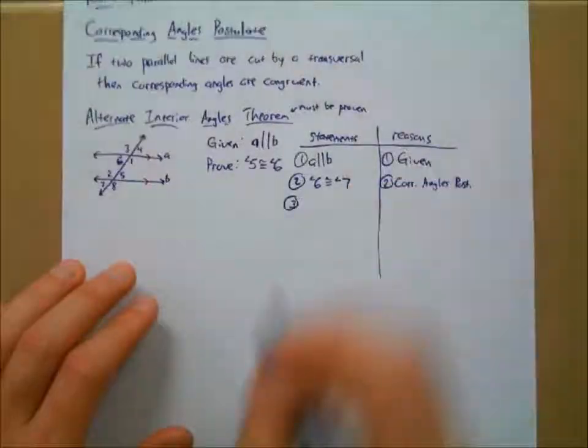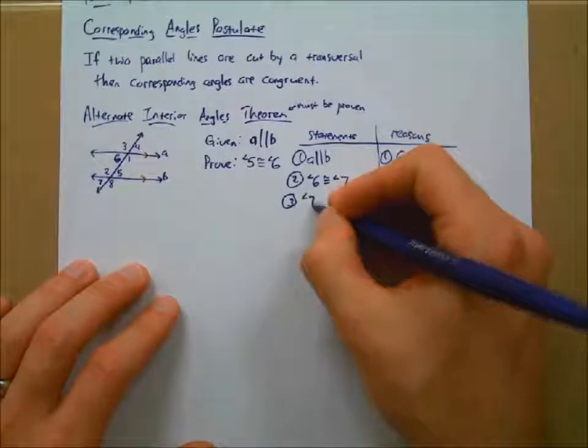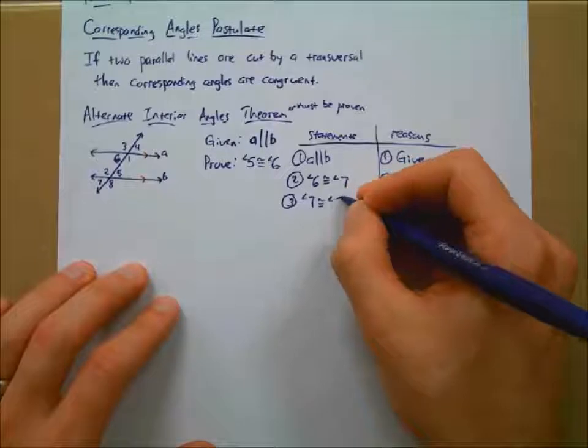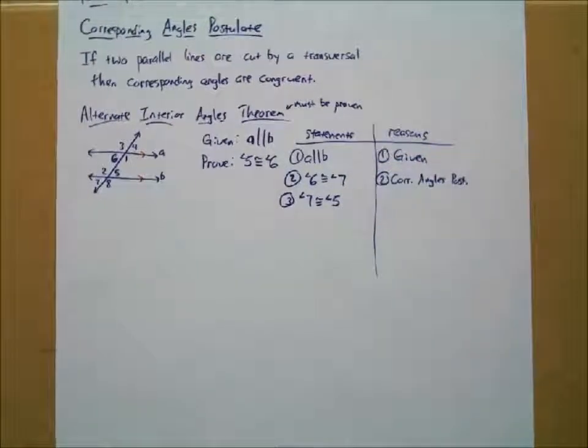All right, I'm going to say something else. Angle 7, I'm going to say, must be congruent to angle 5. Why must angle 7 and angle 5 be congruent?